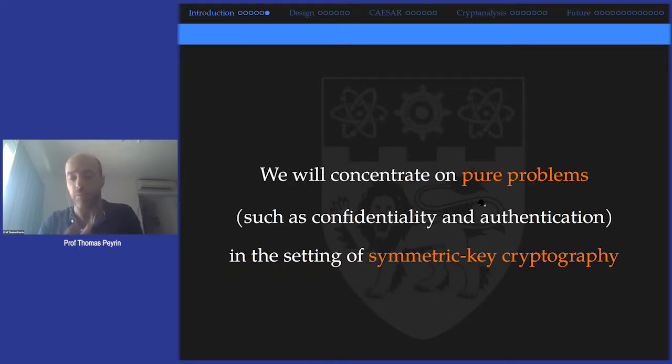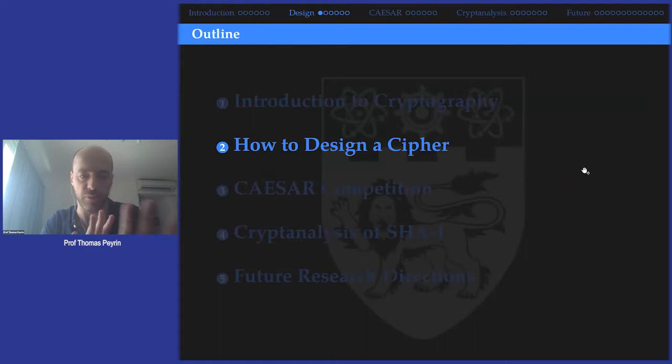We will concentrate on pure problems. So here we'll only deal with confidentiality and authentication, not the more fancy kinds of security problems, just something quite simple like confidentiality and authentication. So how to design a cipher? Again, this is about the introduction. I will be trying to explain to you roughly what the main ideas are, how you actually design a cipher, in order to better understand our results.